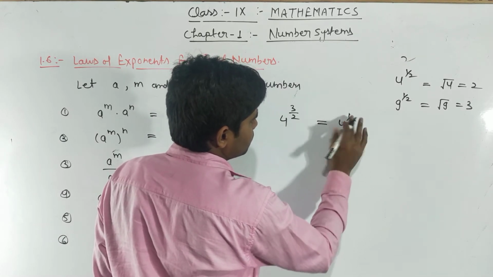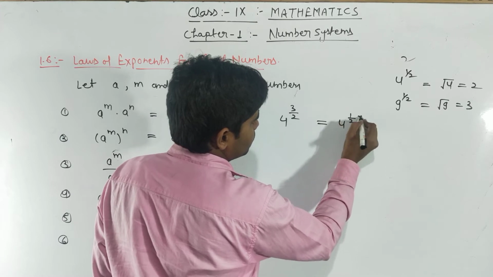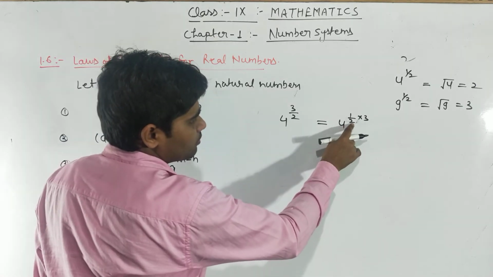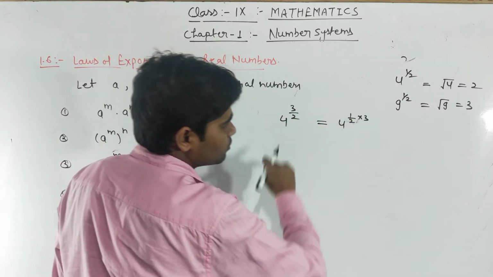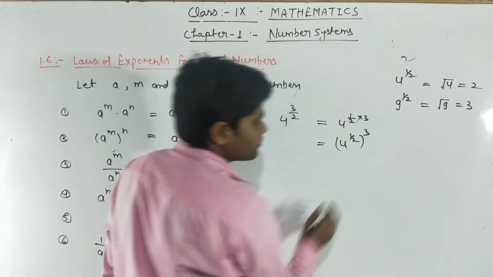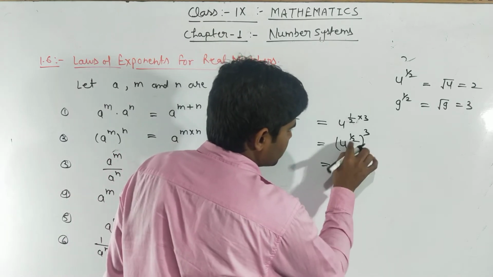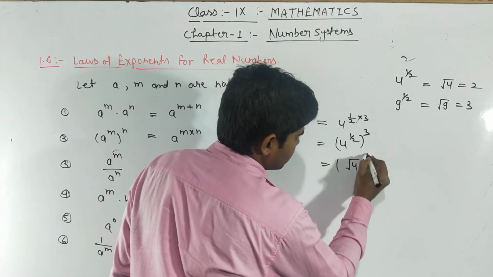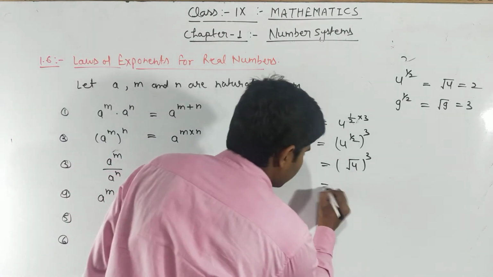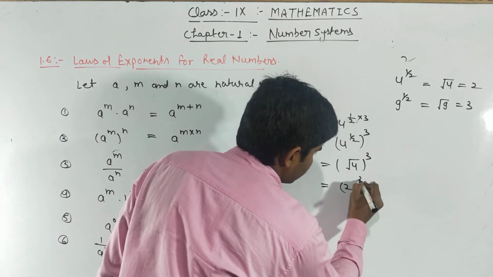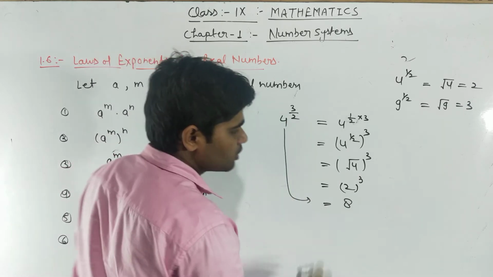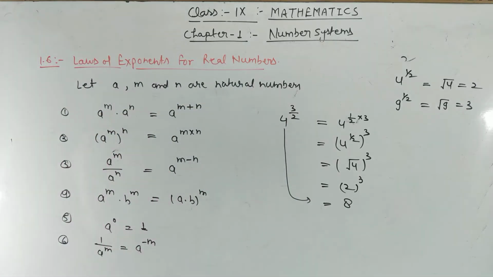1/2 into 3. So using this identity, a raised to the power m into n, 4 raised to the power m into n, m is equal to 1/2, n is equal to 3. So you can write 4 raised to the power 1/2 power 3, and 4 raised to the power 1/2 you can write in this form. Okay, so the value of root 4 is equal to 2, 2 power 3 is equal to 8, so the value of 4 raised to the power 3/2 is equal to 8. Simple.